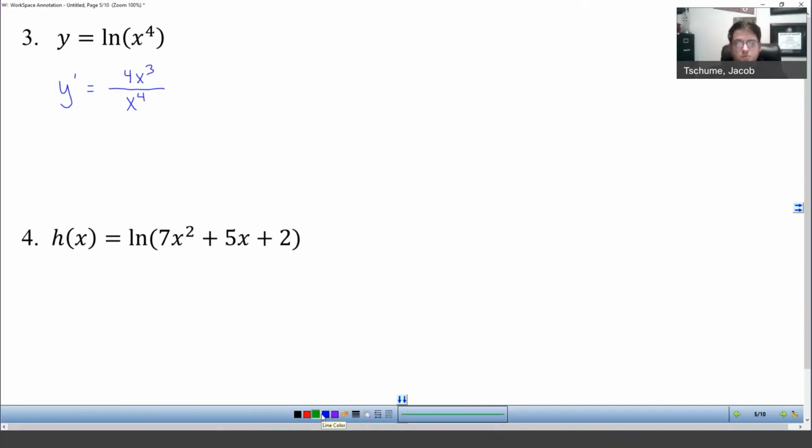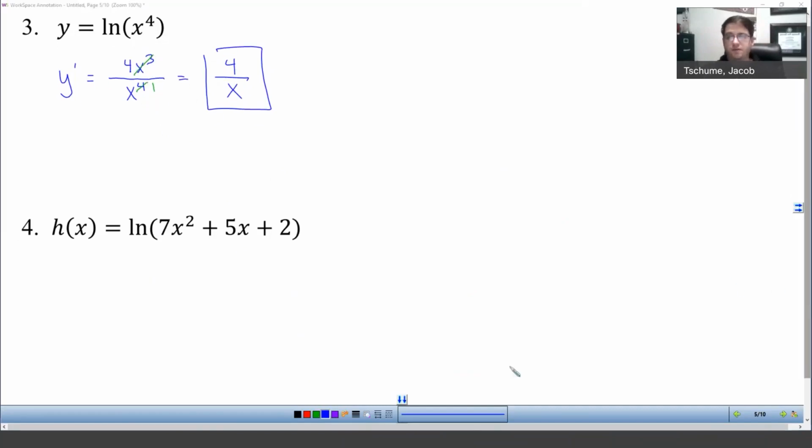And then from here, you probably have to simplify something, so let's look. It looks like on the top and bottom, you have x cubed in common, so this x cubed would cancel, and 3 of the x's on the bottom would cancel to leave you with a final derivative of just 4 divided by x. So that would be the derivative of your function.